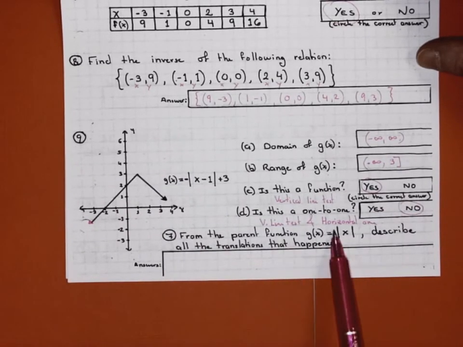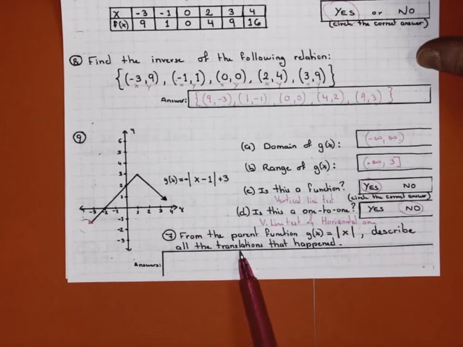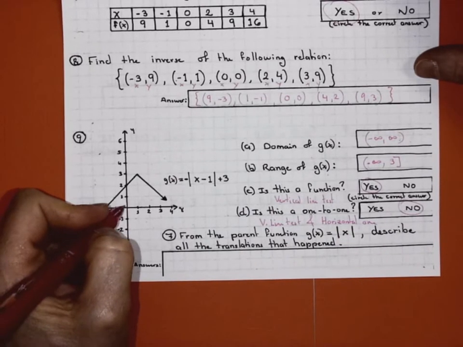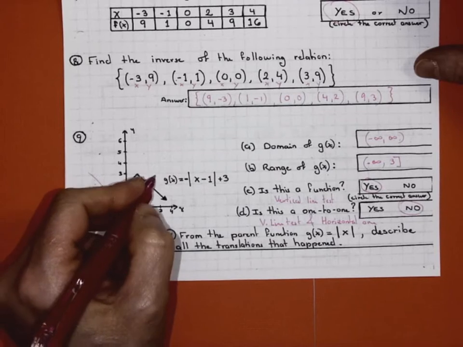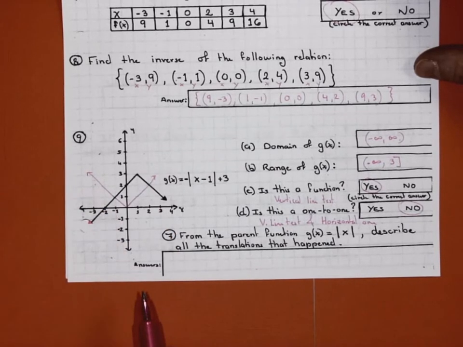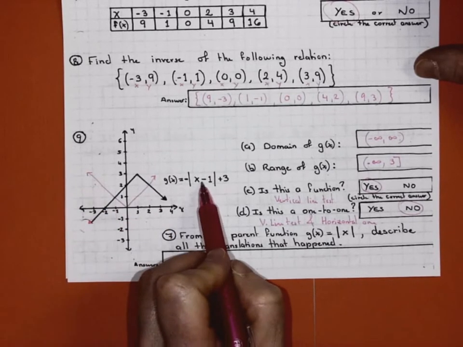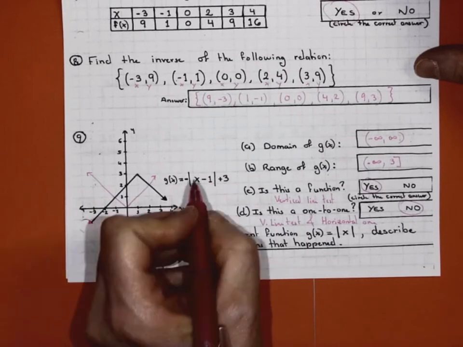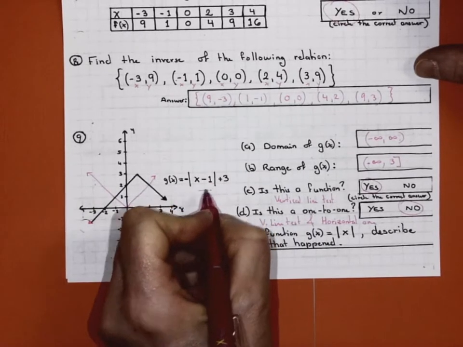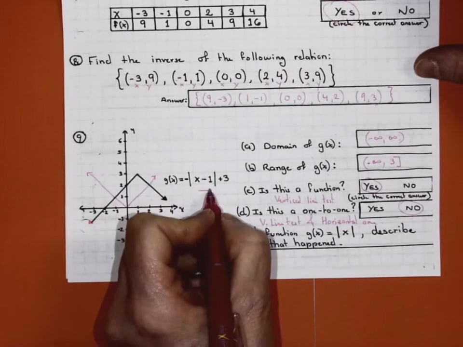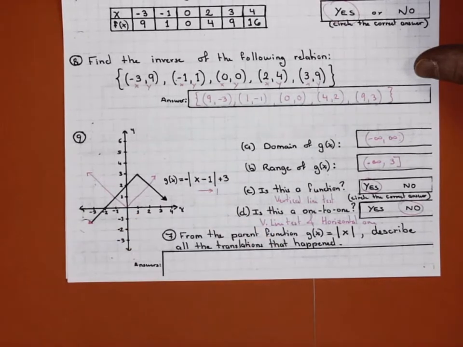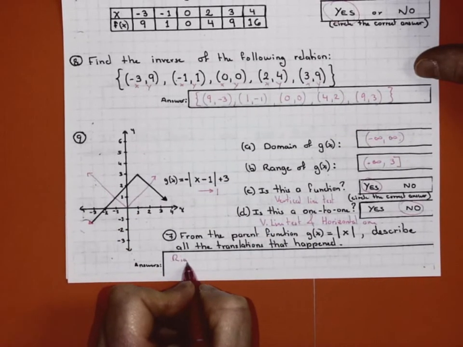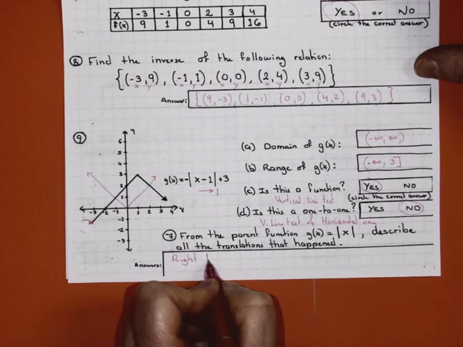From the parent function of an absolute value, we need to describe the translation. So the parent function of an absolute value will be right there. And so what has happened to it? Well, the negative one inside is left or right, and because it's inside, it's opposite of what you think. So we go to the right by 1 unit.